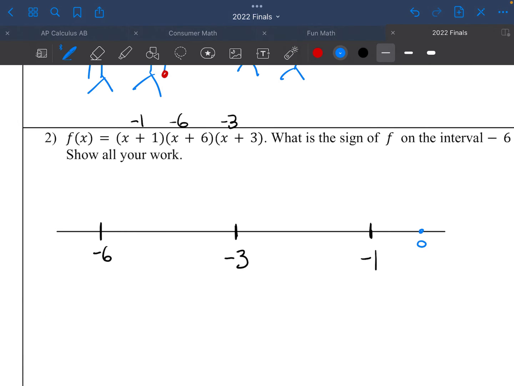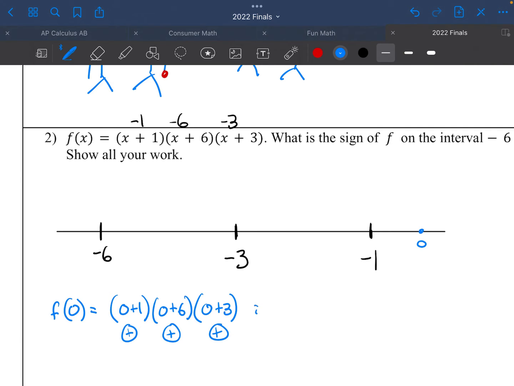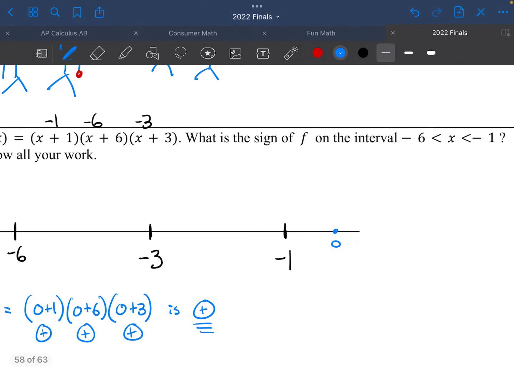I want to actually keep this. So f of 0. When I plug in 0, I'm going to get 0 plus 1 times 0 plus 6 times 0 plus 3, which is going to be a positive times a positive times a positive, which you've guessed it, is positive. Cool. So that means over here, I have something that's going up like that. But the thing that I'm going to write, I'm just going to write a positive. And I'm going to write it on the top side. If it was a negative, I would have written it down here.